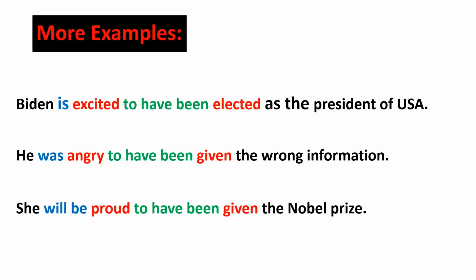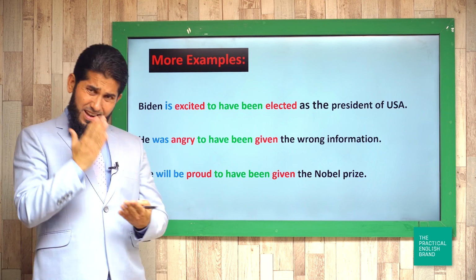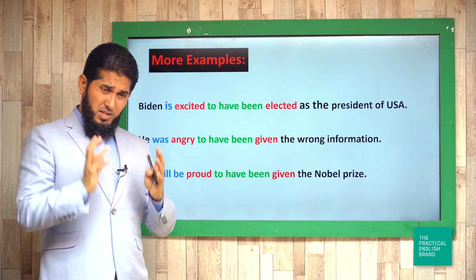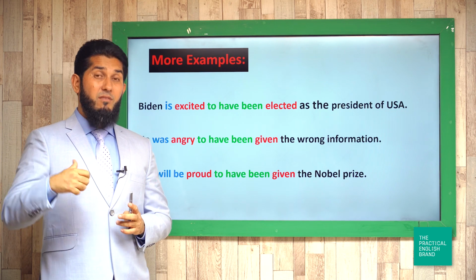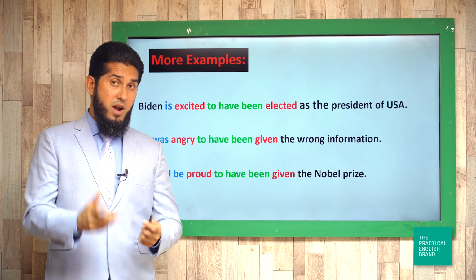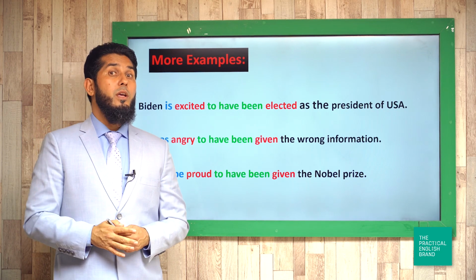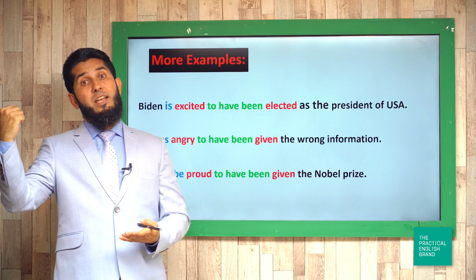Biden is excited to have been elected as the president of the United States of America. So Biden is excited now, he's happy now. This is the present remark or present result of a past action: the fact that he was elected as the president of the United States of America in the past. So now we talk about this present remark of that past action.